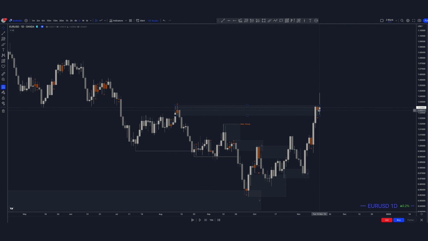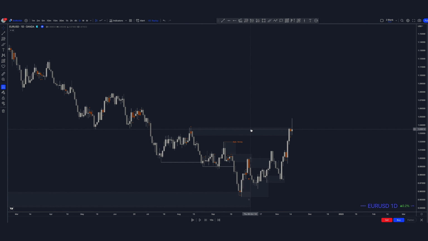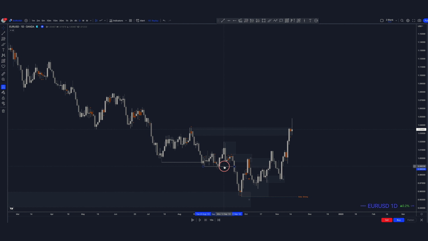Okay, so here we had a reaction. Remember what the orange inside bar means, that it was just a pullback. Boom, and then we had the move. Okay, so now that price broke this high, we have this as our strong low.